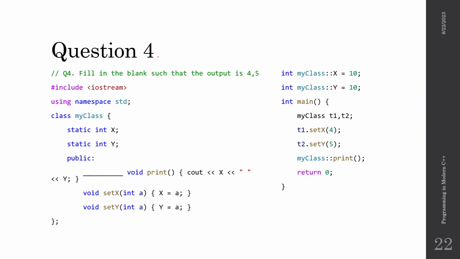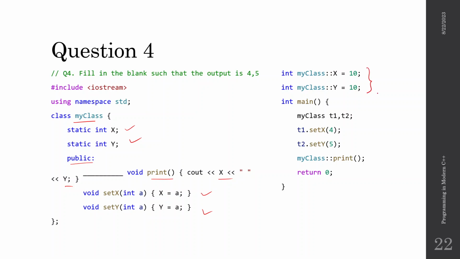Okay, now we'll go over this question. In this question we have defined a class called MyClass with two static data members x and y, and then in the public scope we have a function called print, which prints x and y. And then we have two other functions, setX and setY, which set the value of these data members.